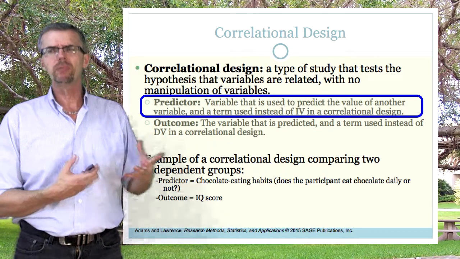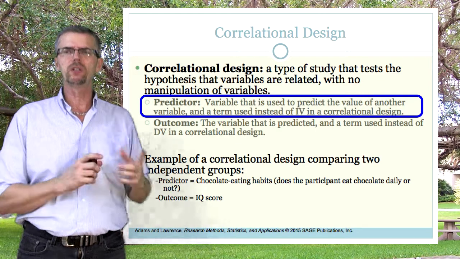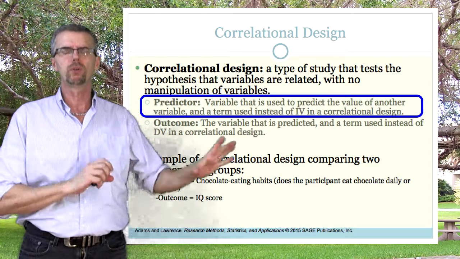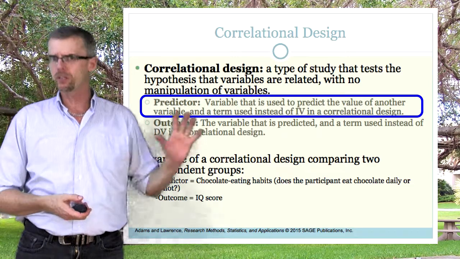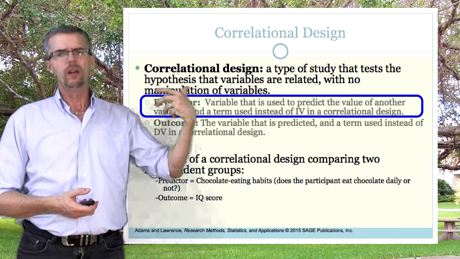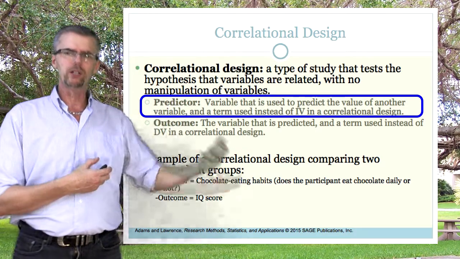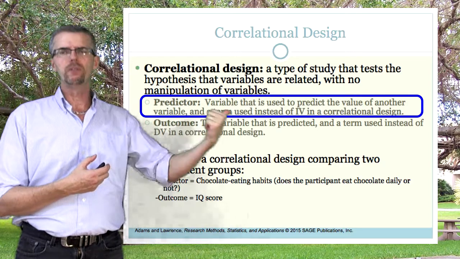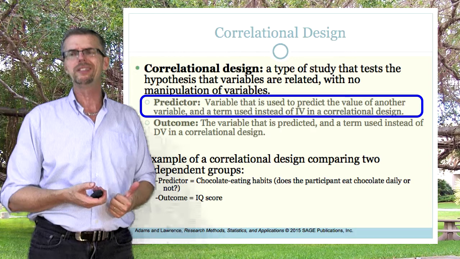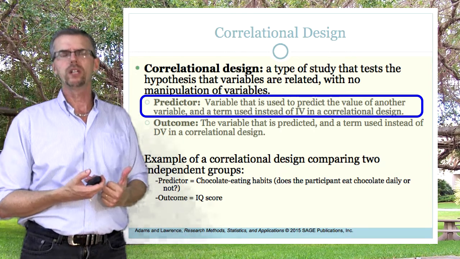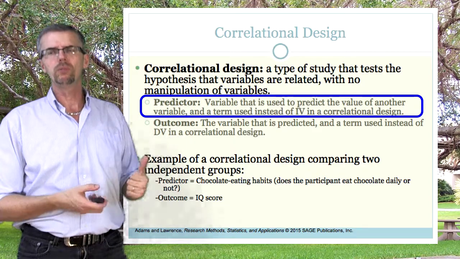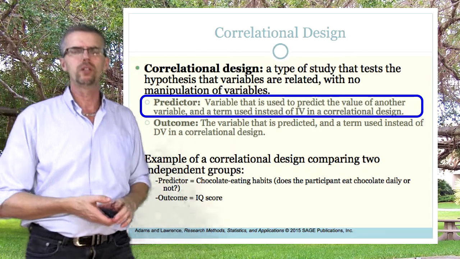Correlational design is a type of study that tests the hypothesis that variables are related with no manipulation of the variables. All you're doing is you're looking for a correlation. Causation is completely separate, as we've mentioned, and when you're looking at a correlational design, you end up looking at a predictor and an outcome. The predictor is the variable that is used to predict the value of another variable, and a term used instead of independent variable in a correlational design. An outcome is the variable that is predicted, and a term used instead of dependent variable in a correlational design.